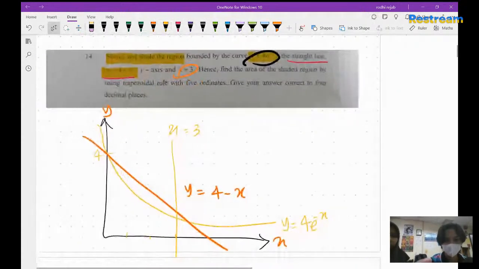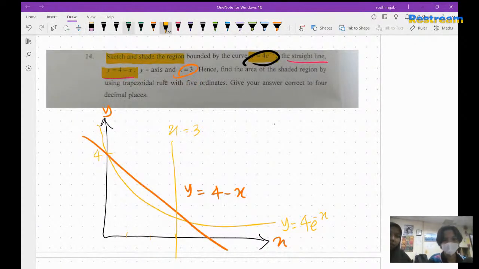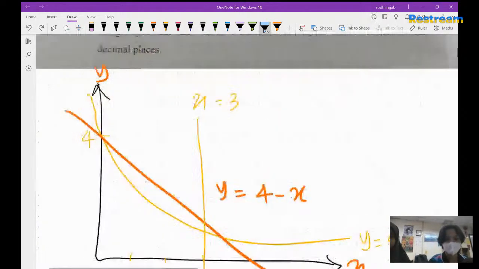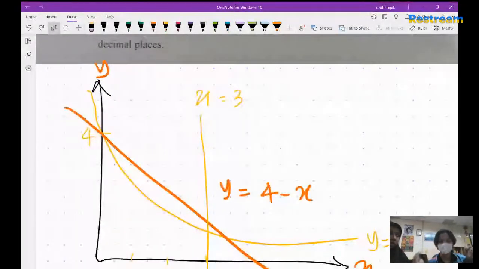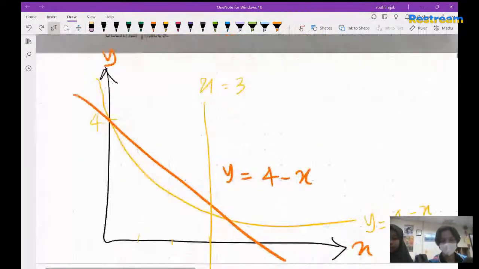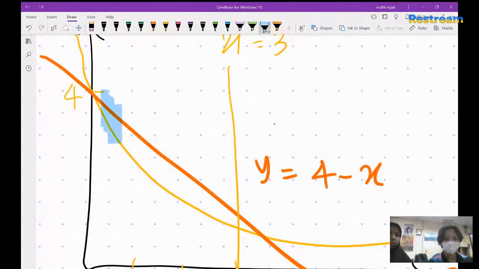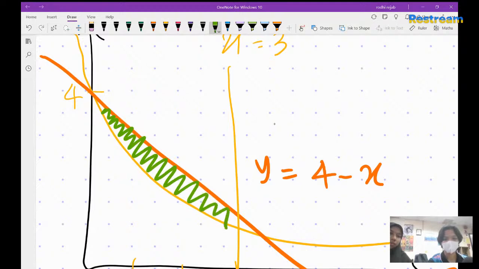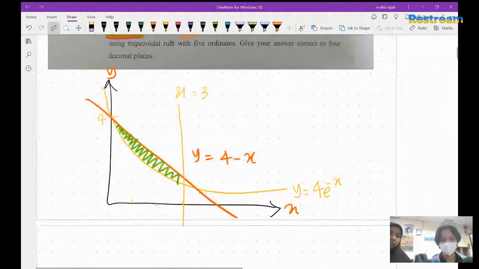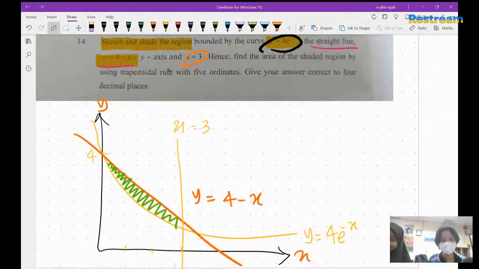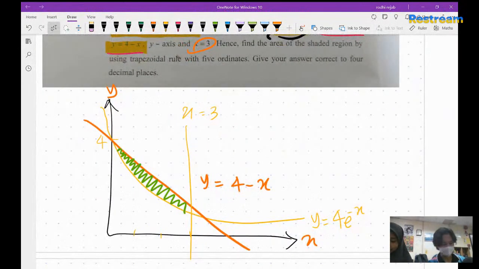And then they ask about the region bounded by the curve, straight line, and axis, x equals 3, meaning the region that is, to make it easier to understand, the region that is trapped by all the lines mentioned. So if we look here, that is the bounded region. I'm pretty sure you guys can draw a lot prettier than mine. So that's how it should look.